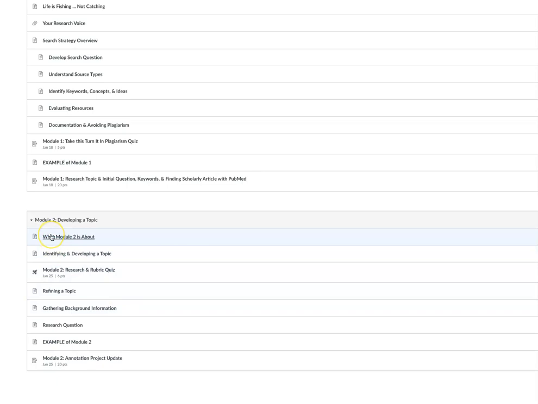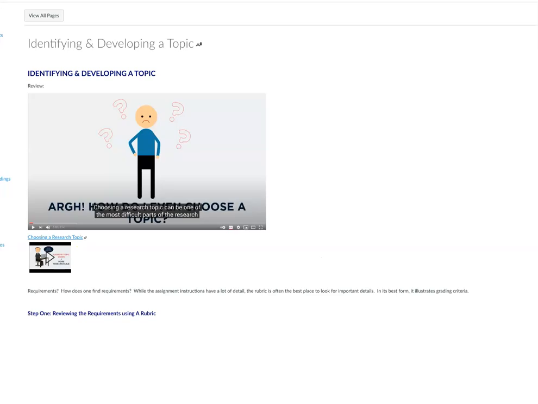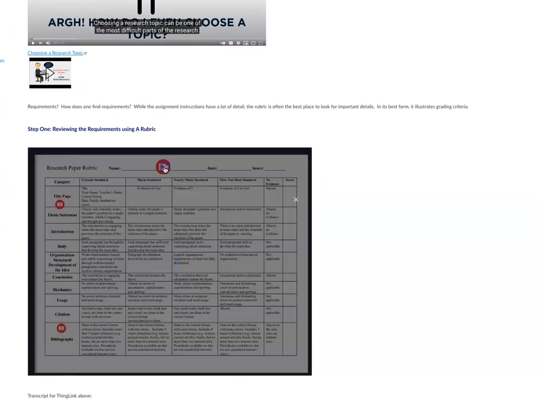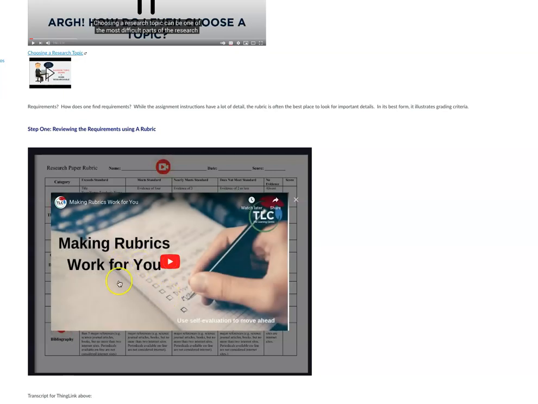So, what is it about? Identifying and developing a topic. You're going to have a video there. Make sure you look at it. Also, in addition to the video, we have what's called a thing link, and it goes to something I'd like you to review, making rubrics work for you. We've talked about rubrics.